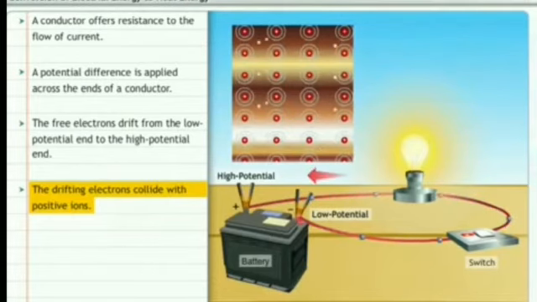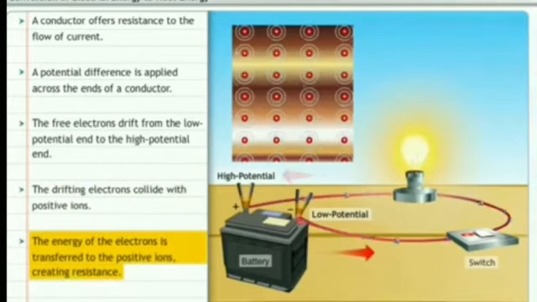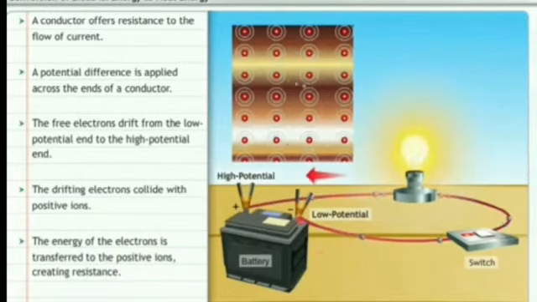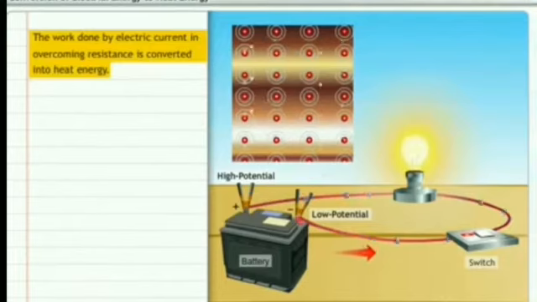During collision, the energy of the electrons is transferred to the positive ions, making the ions vibrate violently, thus creating resistance to the flow of electrons. The electric current has to overcome this resistance. The work done by electric current in overcoming the resistance is converted into heat energy. This heat is used in the working of some electrical appliances.